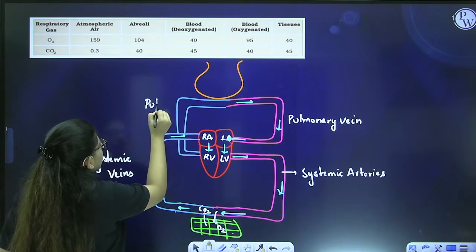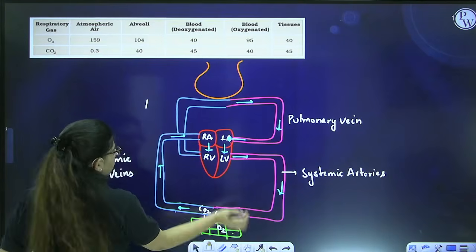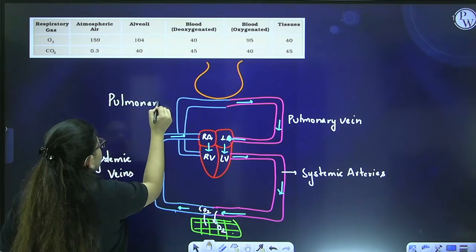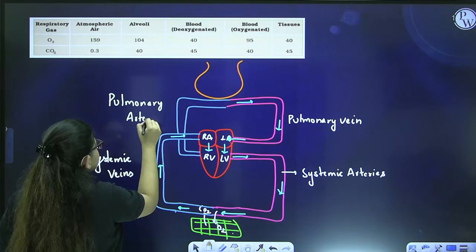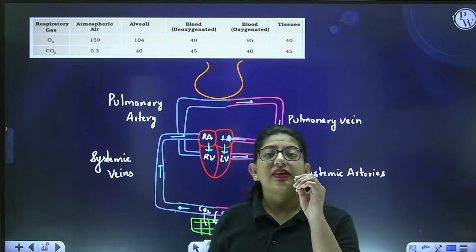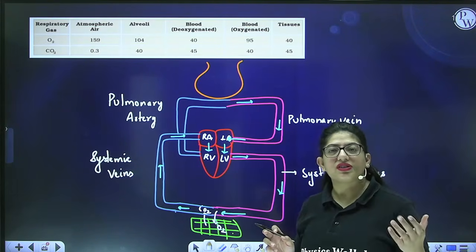So this is the pulmonary artery. This is also an exception, that arteries carry oxygenated blood, but the pulmonary artery carries deoxygenated blood. This is how circulation is. So let's see how the exchange of gases takes place.